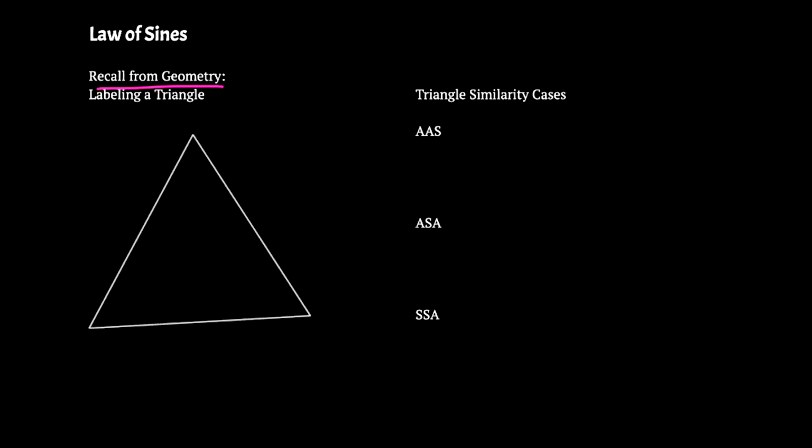So we're going to go way back to geometry. You got to remember that when you're labeling a triangle, we use uppercase letters for the angles and lowercase letters for the side lengths. And remember that the side lengths always go across from the angles. So if angle A is in the bottom left, side A would be the top right, side B would be the bottom, and side C would be the top left.